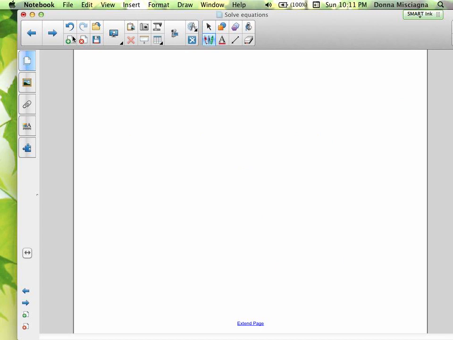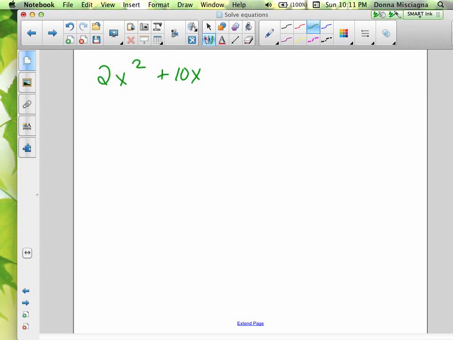All right, so two x squared plus 10x, see if I can come up with something that we have to simplify. Well, I'll do my best. 40 equals 0. All right, let's try that.